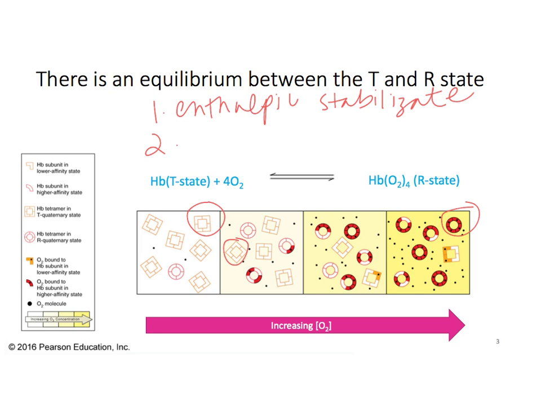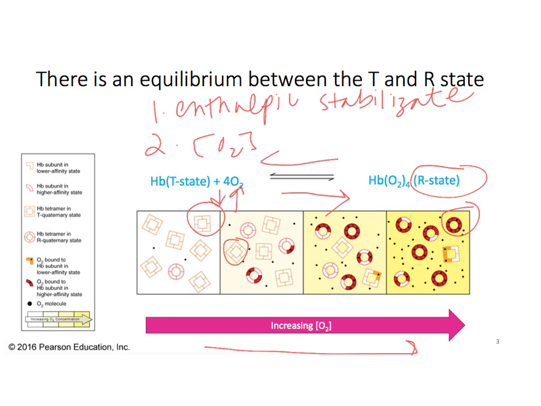The other piece that affects the concentration, so how much of the T state versus the R state, is the concentration of oxygen. So as you increase oxygen concentration, again, Le Chatelier's, we push more towards the products in this case, and that's the R state. If you decrease oxygen concentration, we come back to the left. Oxygen should be released or unbound, and we get to the T state.